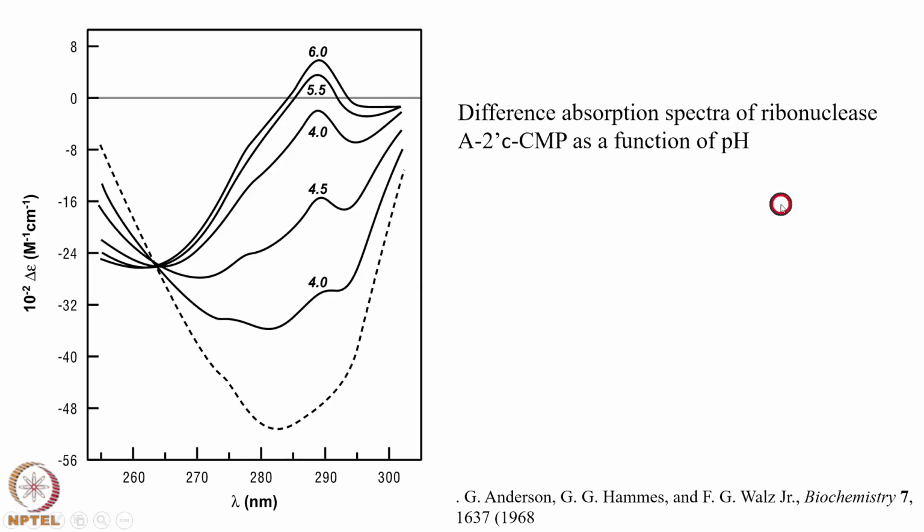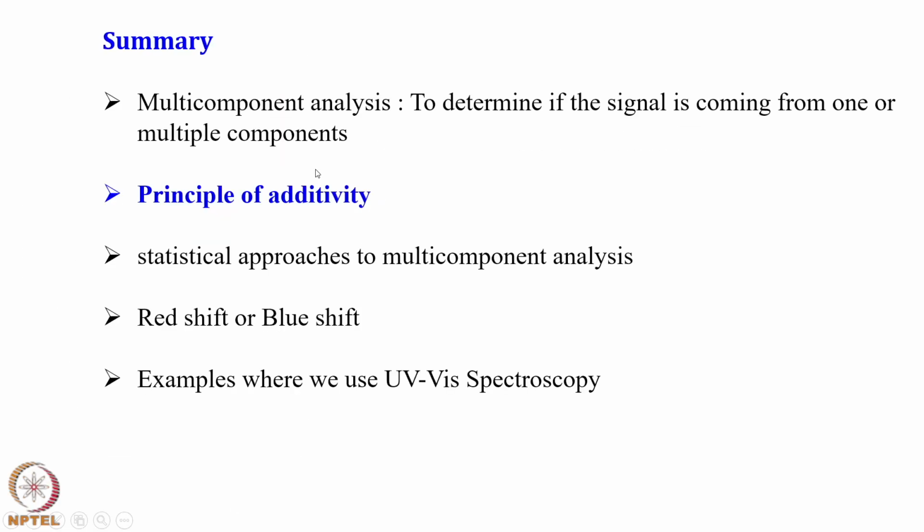The difference absorption spectrum of ribonuclease with cyclic AMP as a function of pH. One can see here that different pH gives different spectra, with the molar extinction coefficient versus lambda plotted, and by looking at these we can find out how the reaction is changing with different pH and how much it is happening, right.